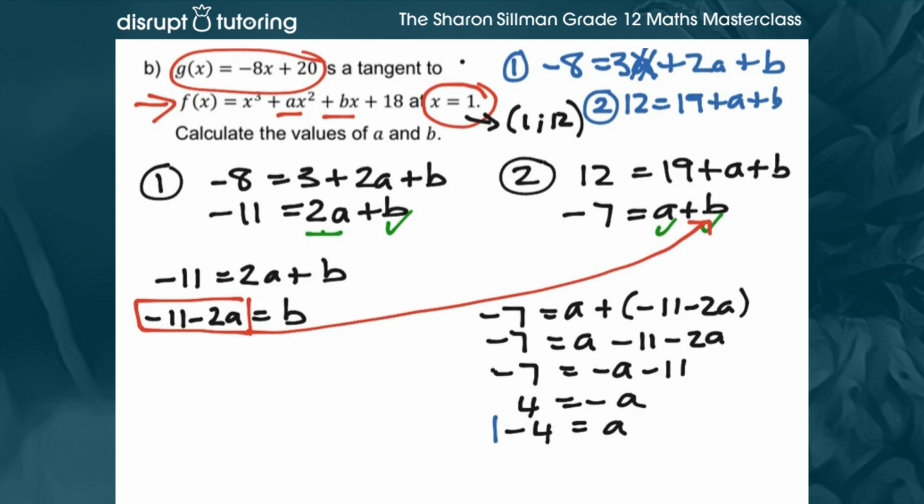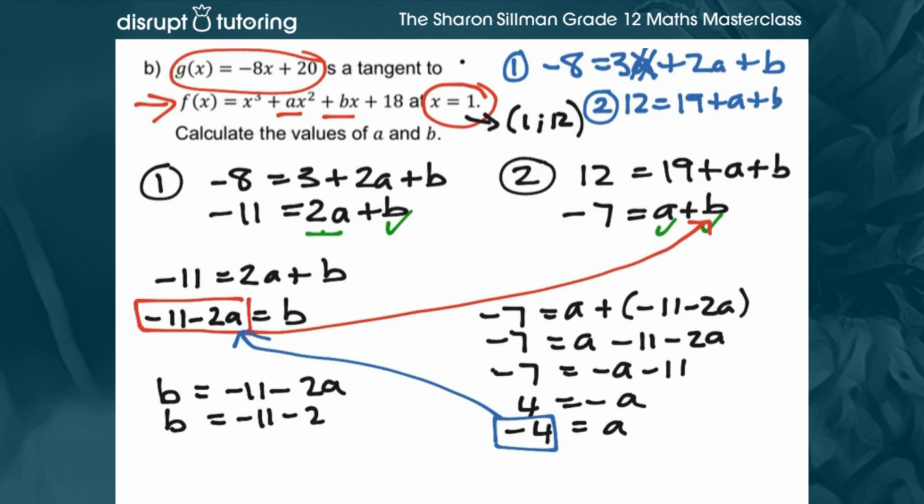If I know what a is, I can use it and put it back in here to find b. So if b is equal to negative 11 minus 2a, and a is equal to negative 4, I can now do that to find b. So b is equal to minus 3. So the question was just to calculate the values of a and b. So we have completed that then, stating the values now.